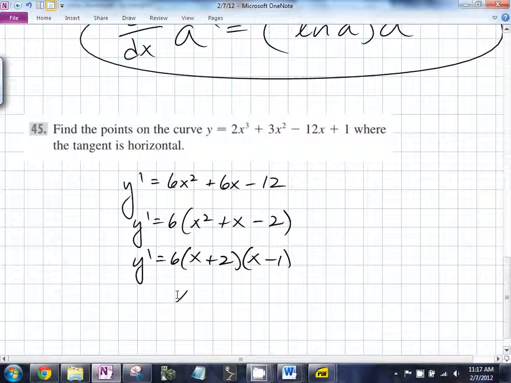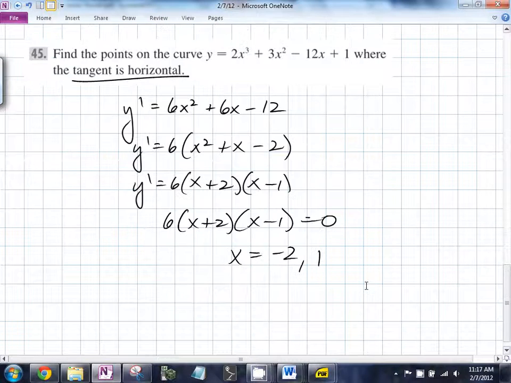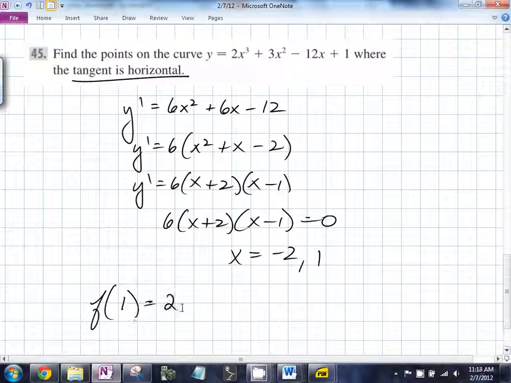Okay, so we want where the derivative is equal to 0, a horizontal tangent line. So when does this equal 0? When x is equal to negative 2 and 1. Find the points. Are those points? No, those are x values. To find points, what do you need to do? So what is f of 1 going to be? That's going to be 2 plus 3 minus 12 plus 1. That's 5 minus 12 plus 1. So 5 minus 12 is negative 7. Negative 7 plus 1 is negative 6. So the first point is 1 comma negative 6.